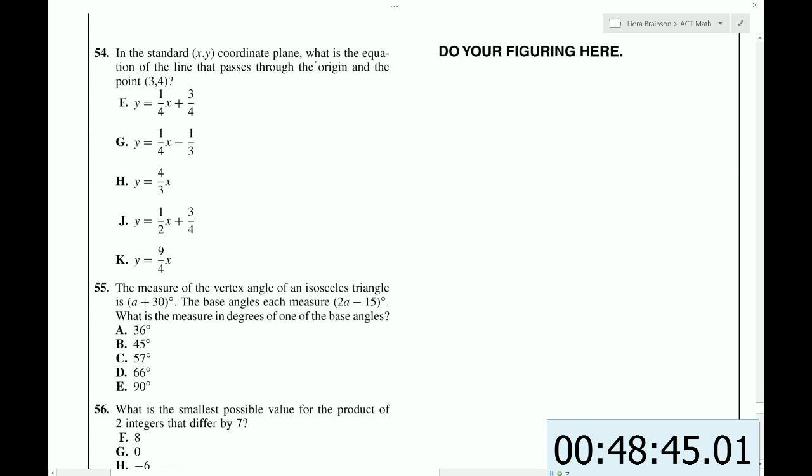In the standard xy coordinate plane, what is the equation of the line that passes through the origin, that is 0, 0, and the point 3, 4? This is really telling us that the y-intercept is 0. Y equals mx plus b, so the b part is 0, so it just looks like y equals mx. So already we can cross out 3 choices. Now we just need a slope. Slope is change in y, which is 4, over change in x, which is 3. So our answer is H.